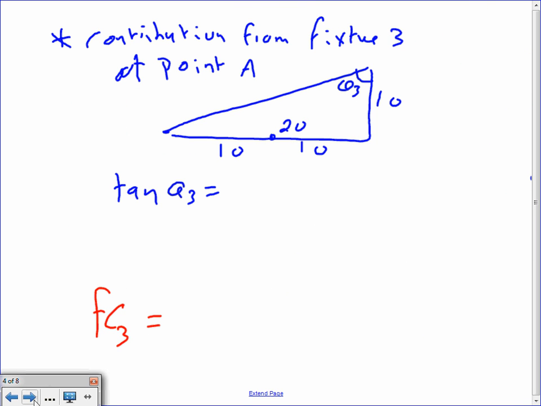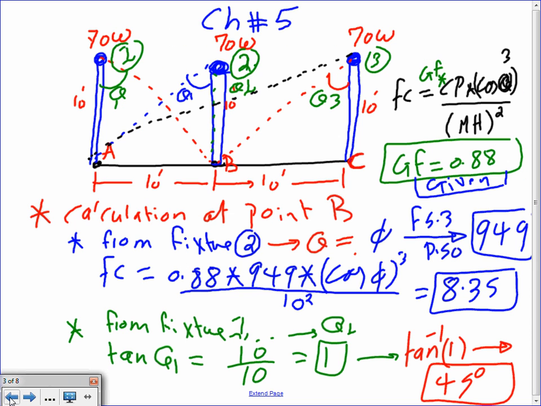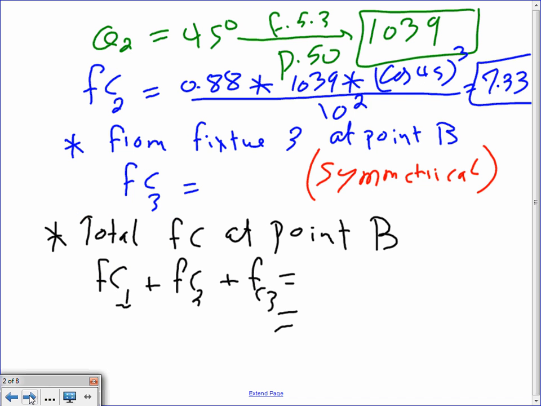Cool? Okay. Let's go back. I don't want to go back to here. I'm going to go back in fast. Okay, so because of symmetrical, this will be the same value, right? So that will be because I'm at point B. So we got this one.